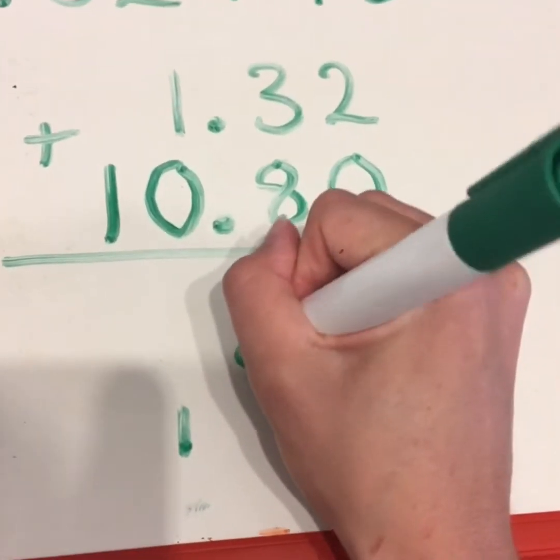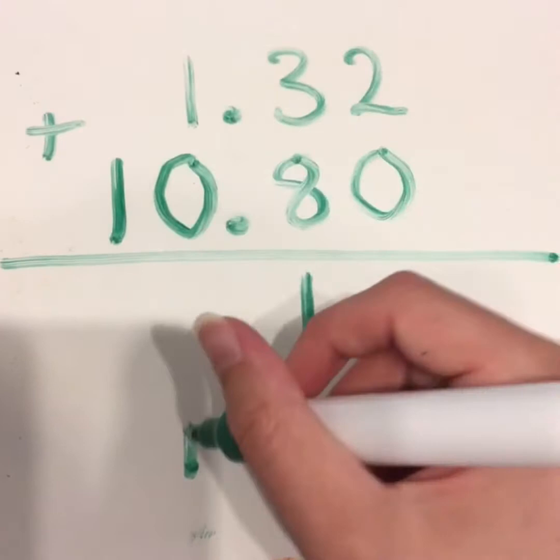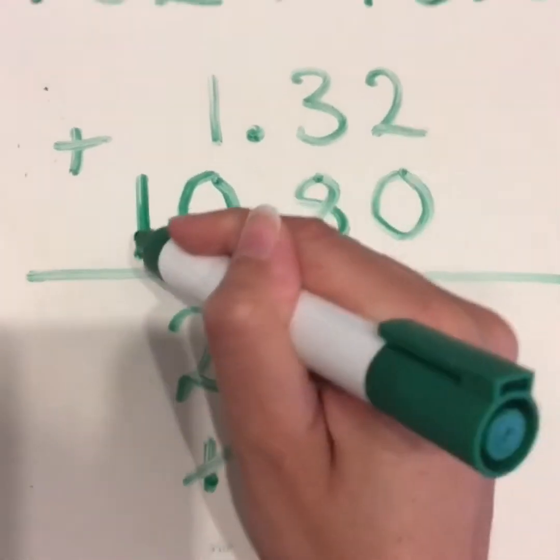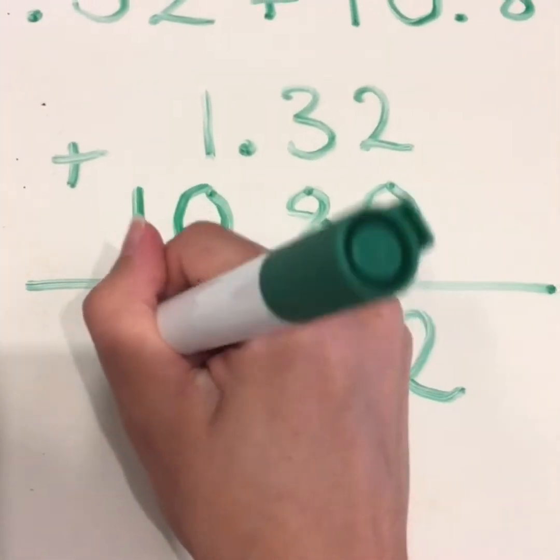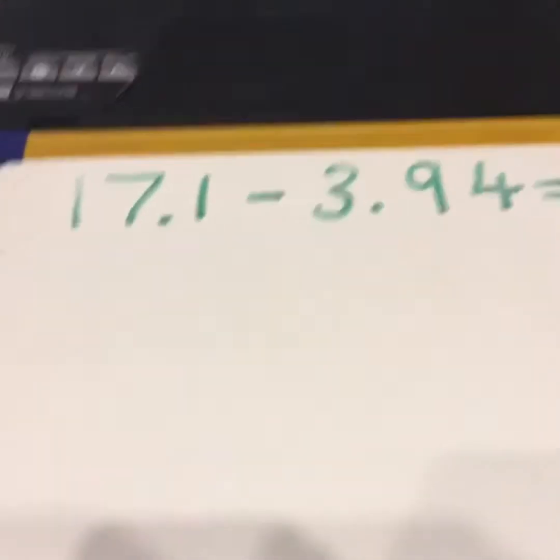I'm also not going to forget my decimal point, something else that people do. So now I've got 1 whole, add no wholes, add 1 whole is 2 wholes. I've got 1/10, add no tenths, I've got 1/10. So hopefully your answer was 12.12.